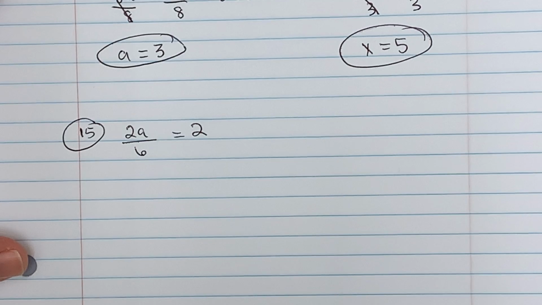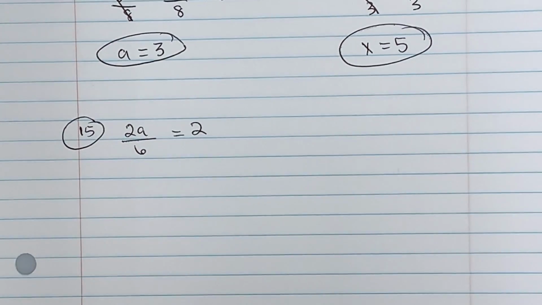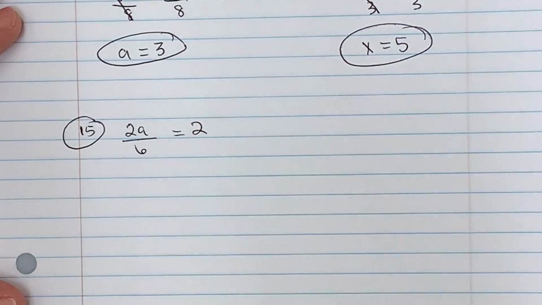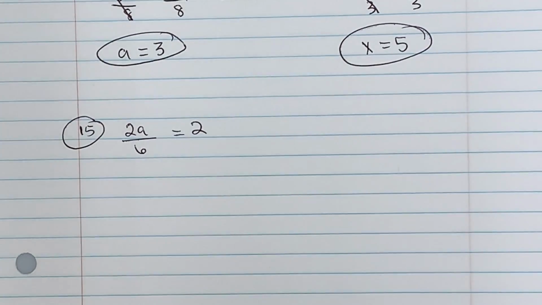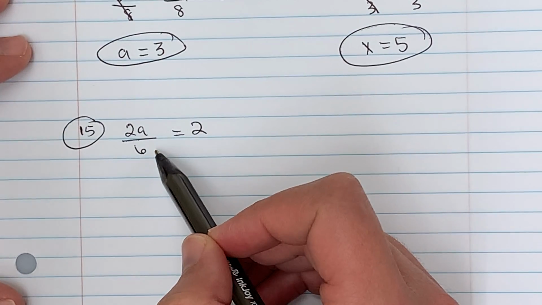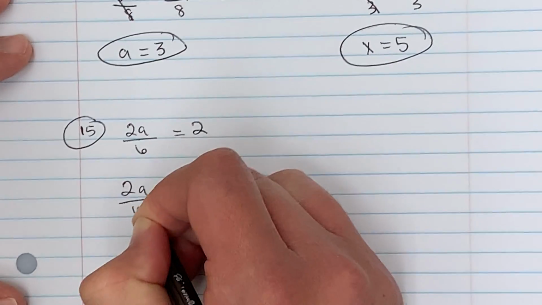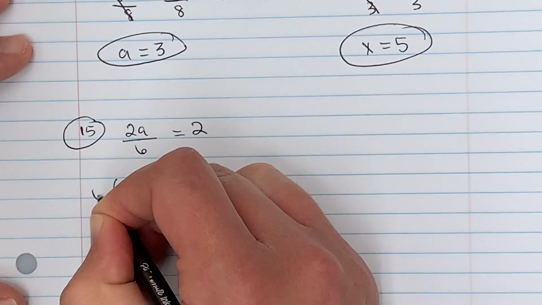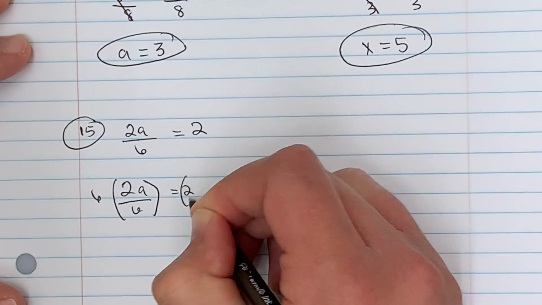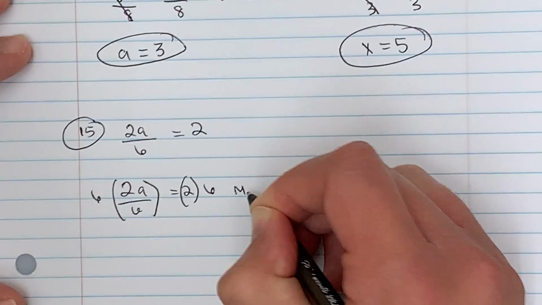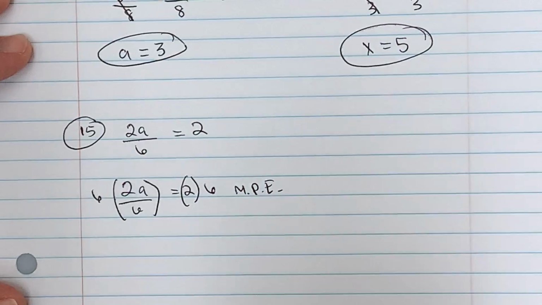All right. So number 15, I've got 2a over 6 equals 2. We're going to solve for a. Well, a is being, sorry for that bell again, a is being divided by 6. The opposite of that would be to multiply, right? So we're going to bring down 2a over 6. We're going to multiply it by 6. Then equals 2 multiplied by 6. So there's our multiplication property of equality.